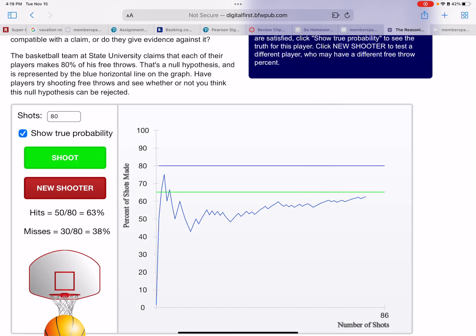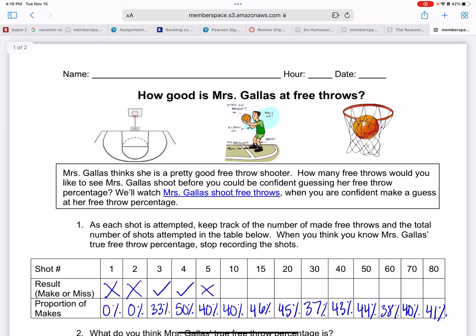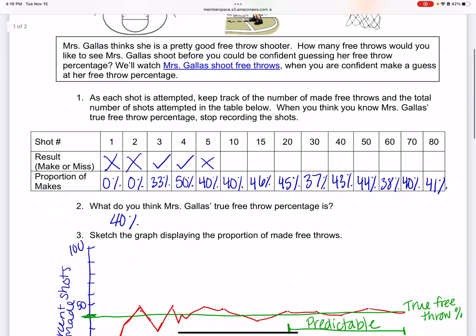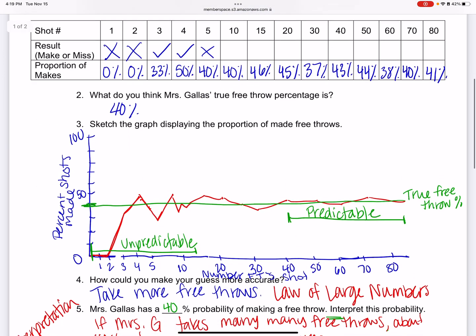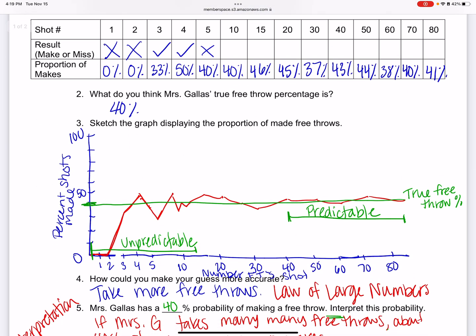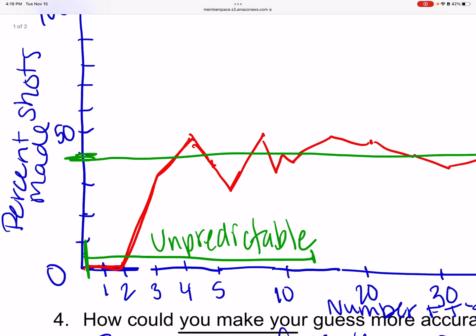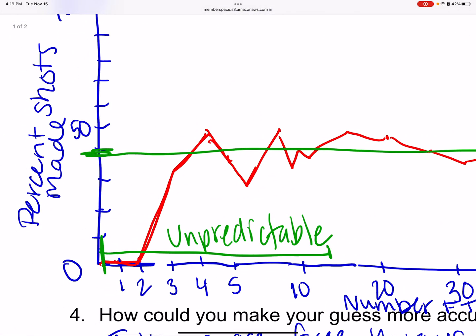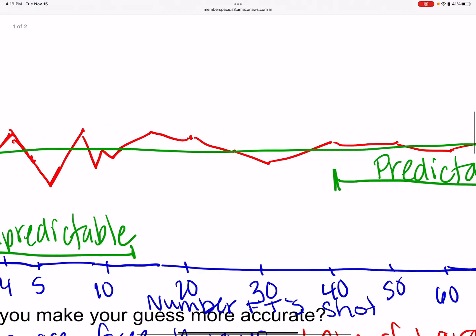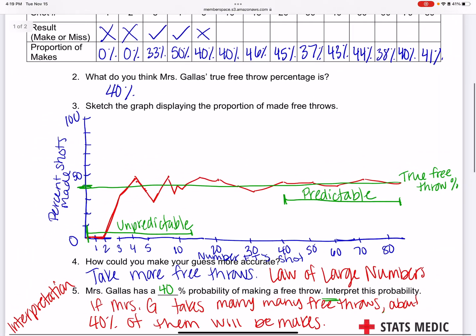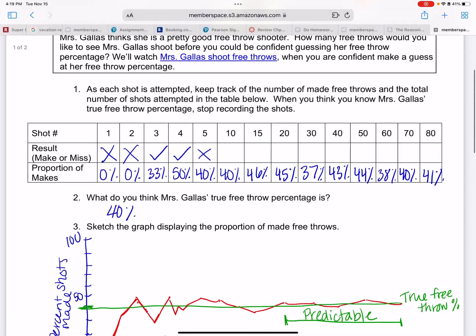So ours here had a percentage, and this is the percentage, but when I actually looked, the actual percentage was 45%, and you can see that it was up and down, up and down, up and down. Now in the short term, you see where it's unpredictable, because my percentage is all over the place. But you can see in the long term, that gets closer and closer and closer to the actual true probability.